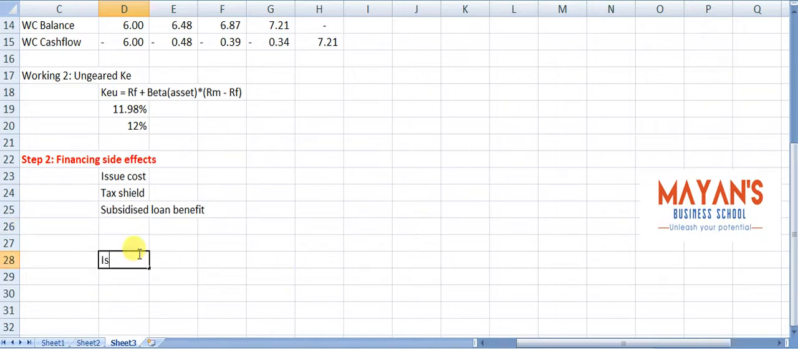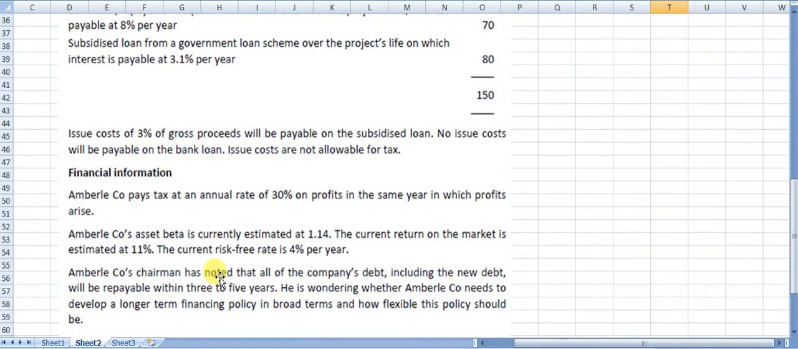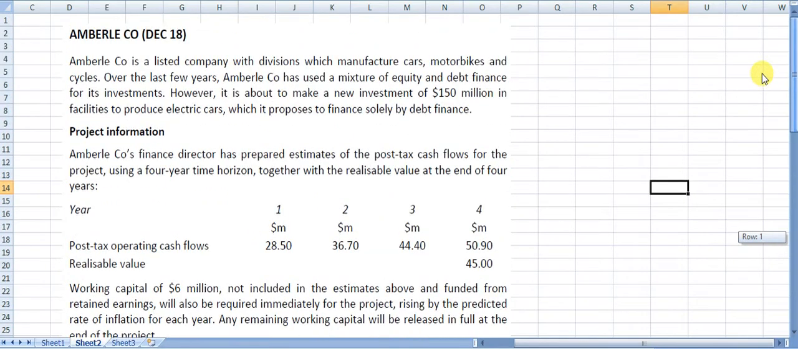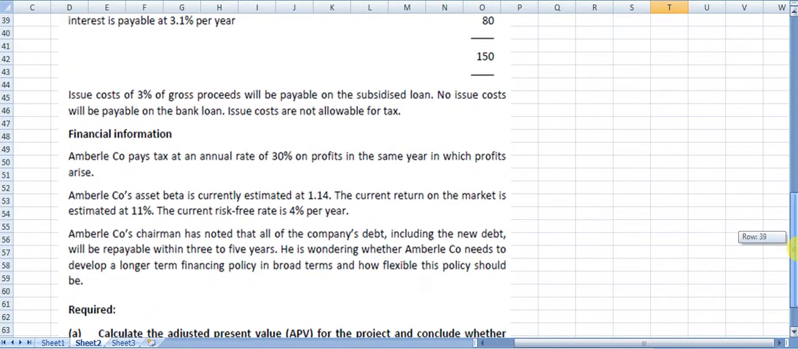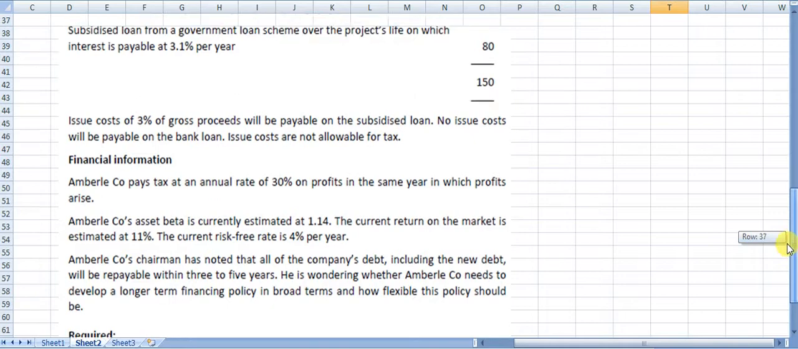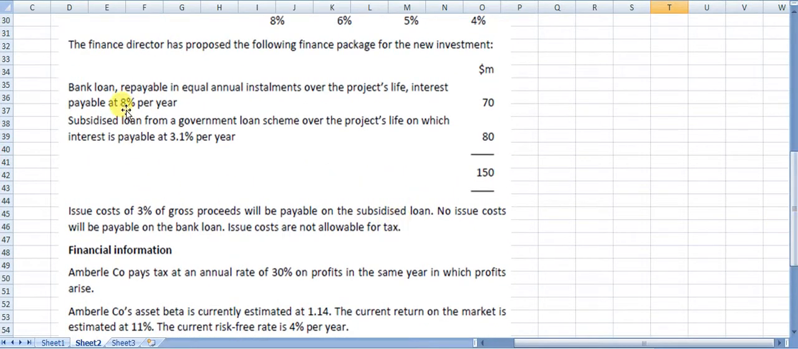Let's take issue cost. How much is the issue cost? Look at this carefully. Read the question. How much are they raising as finance? It's about to make a new investment of 150 million, right? Then they say bank loan repayable in equal annual installments over the project's life, 70 million. So you are borrowing from the bank 70 million.